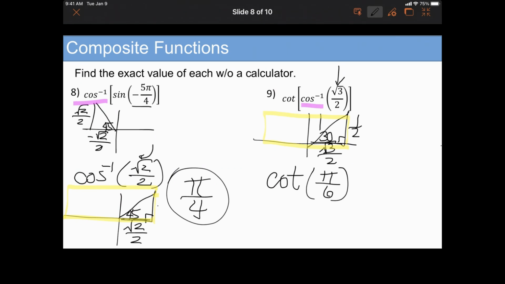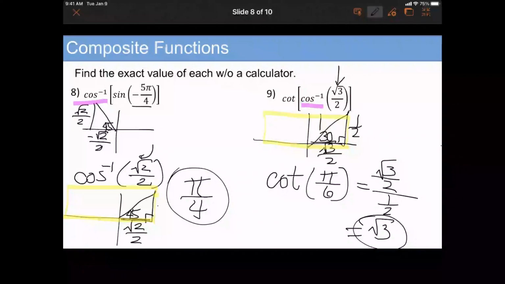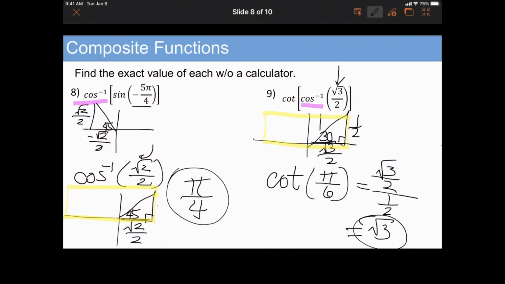So now I just have to say what cotangent is. Well, cotangent is adjacent over opposite. So that is root 3. I have a feeling you may like the inverse inside better, because you can see that we didn't have to move the quadrants.